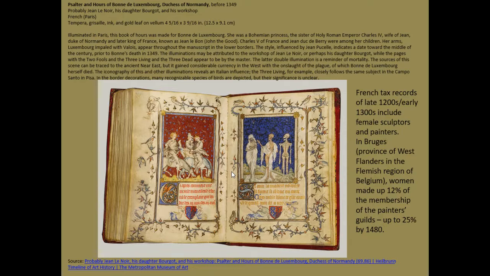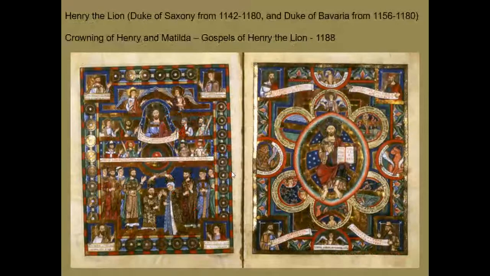And so it shows a contrast. This is something we'll see in the Middle Ages and into the Renaissance, this contrast between the living and the dead, between humor and sorrow. You start to see this playing out in proverbs and illustrations. The Duke of Saxony, later the Duke of Bavaria, Henry the Lion, is the Gospel of Henry the Lion made for him, and it shows his crowning and his wife and the introduction of the books of the four Gospels. You can see the Gospel symbols there as well.